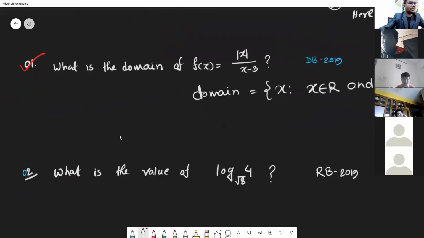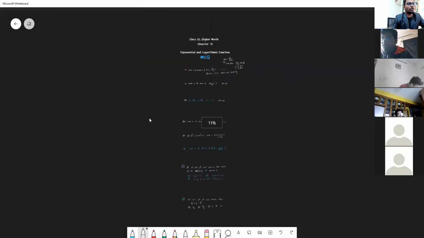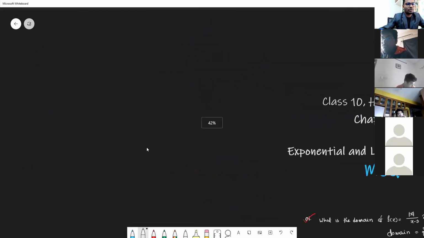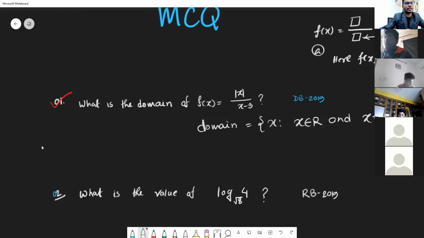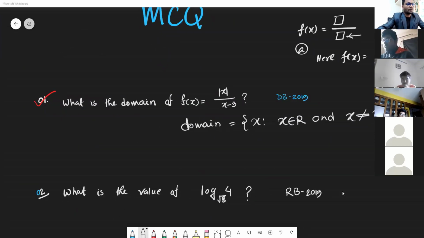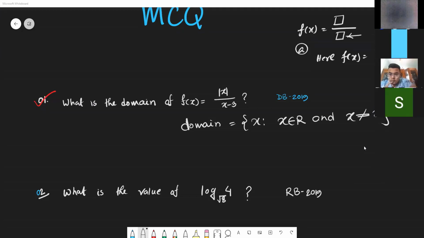I think you can see the question. Question number 2. What is the value of log 4 base root over 8? Each and every one, my request to all of you, please try to answer this question. These questions are directly from the board, so no doubt about the question quality. Farhan Zarif, I have received your answer. Okay, thank you so much. Let me review your answer.